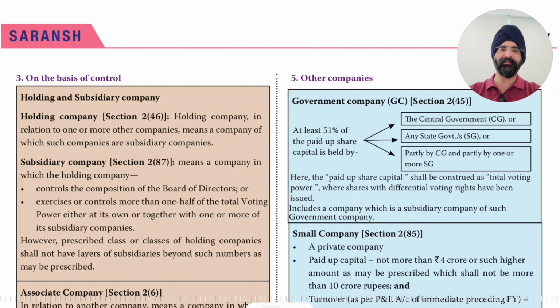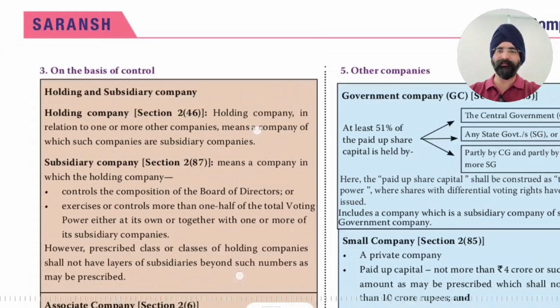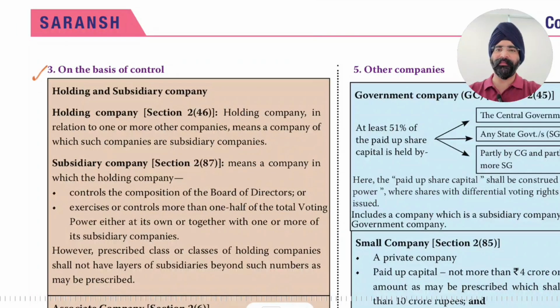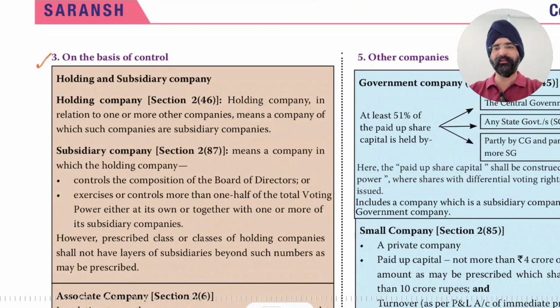So let's proceed. Last in our first video we have already covered the definition of company, and in the types of company we have covered companies on the basis of limitations: limited company, private limited company, limited by guarantee, unlimited company. Then on the basis of members: private company, public company, one person company. And now we proceed further with on the basis of control. So on the basis of control of a company, we have companies as holding company or a subsidiary company.